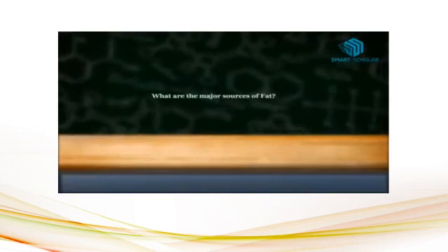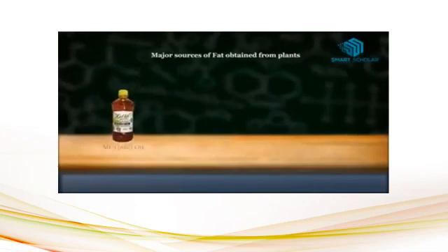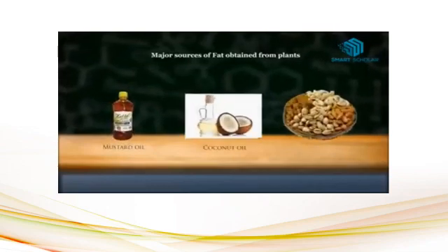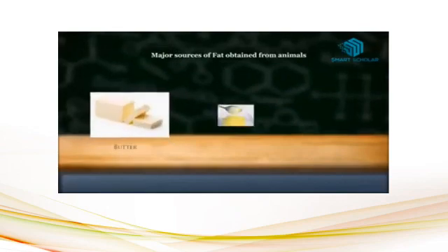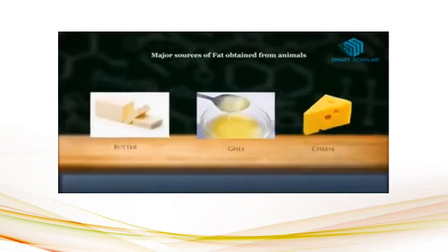What are the major sources of fat? The major sources of fat obtained from plants are mustard oil, coconut oil, and dry fruits. Major sources of fat obtained from animals are butter, ghee, and cheese. Let us start our experiment to test the presence of fat in food.